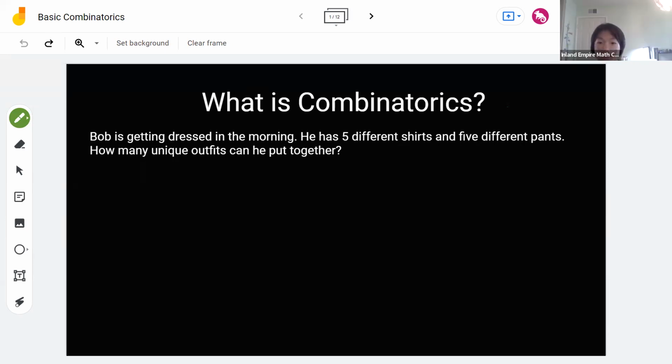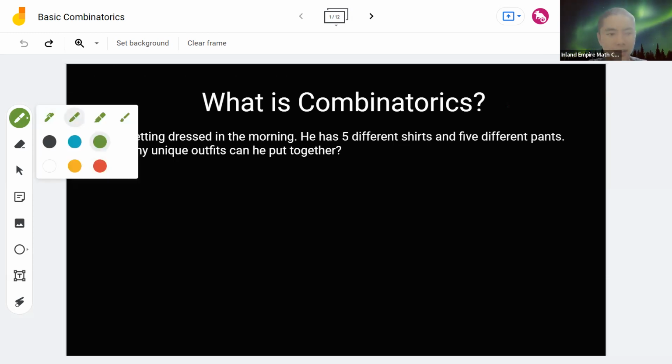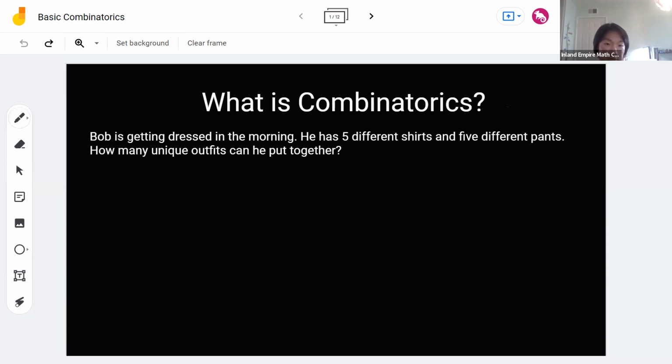Do you know how we got that? I got it from 5 times 5, because there are 5 different shirts and 5 different pants. So 5 times 5 is 25. That's the answer. That's right. But for people who don't know combinatorics yet, Jonathan, do you want to draw a combination tree, like 5 different shirts branching out to 5 different pants?